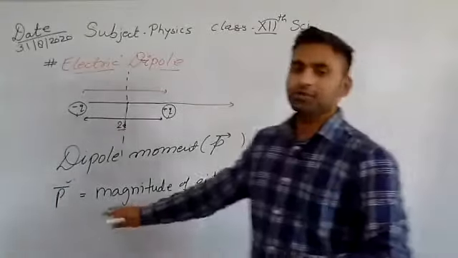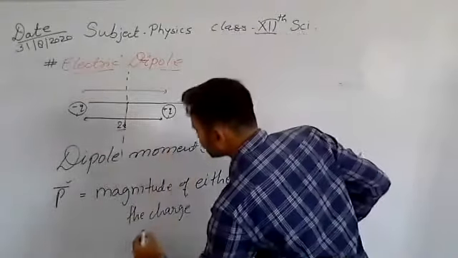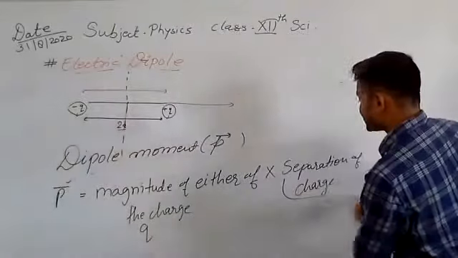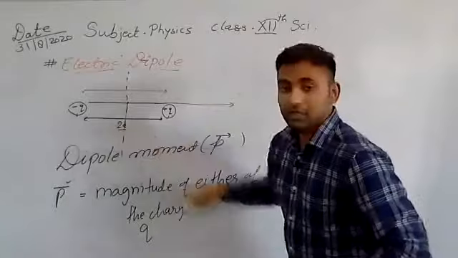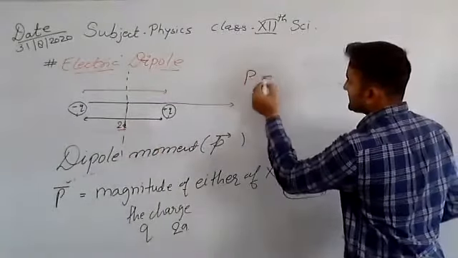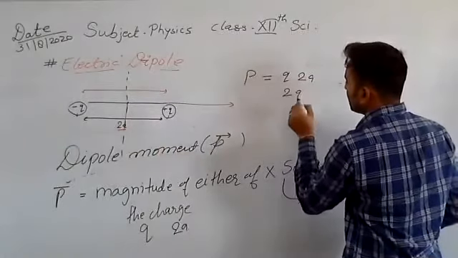What is the magnitude of either of the charge? It is same. But what is the magnitude? It is Q. Q is the magnitude. What is the separation? Separation is 2A. So we get P is equal to Q into 2A, or else 2QA.